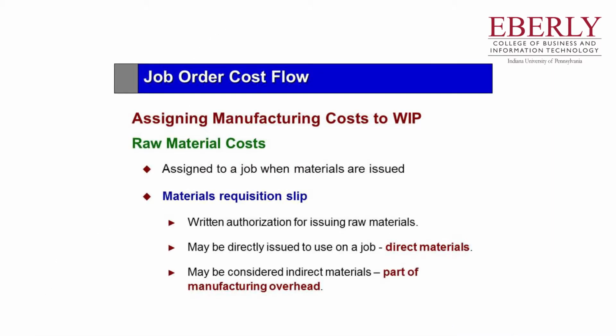As far as the raw material costs are concerned, they are assigned to a job when the materials are issued. And the cost is transferred to the job cost sheet through a materials requisition slip, which is basically a written authorization for issuing the raw materials.